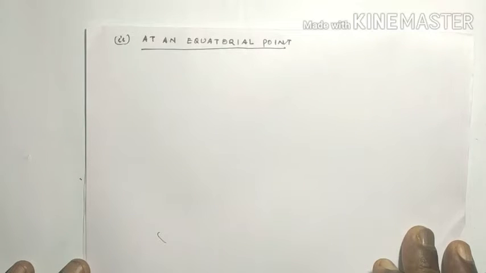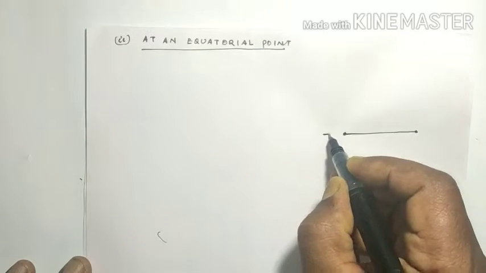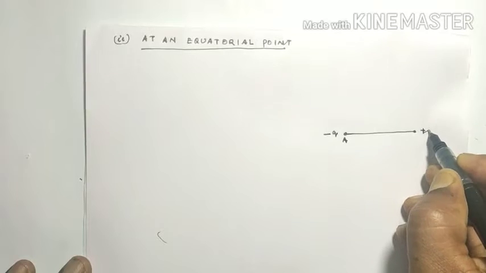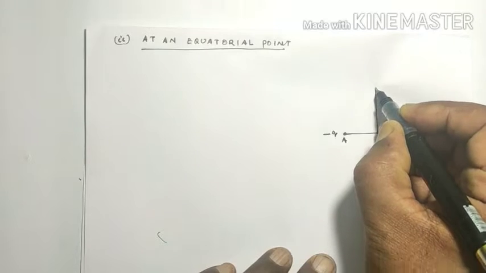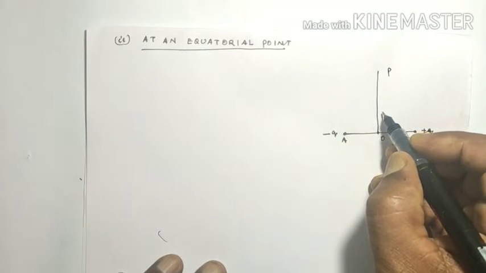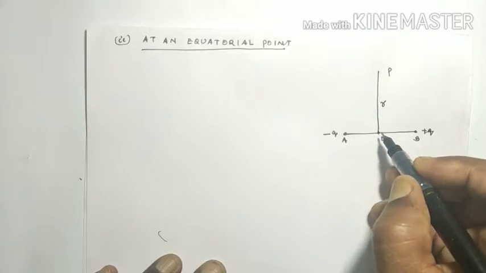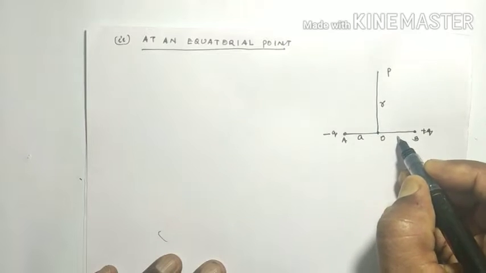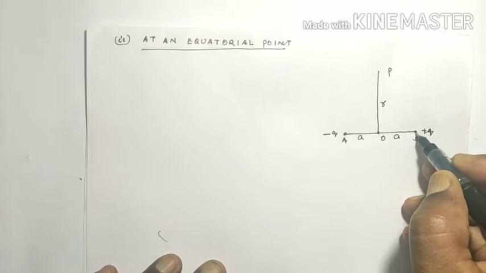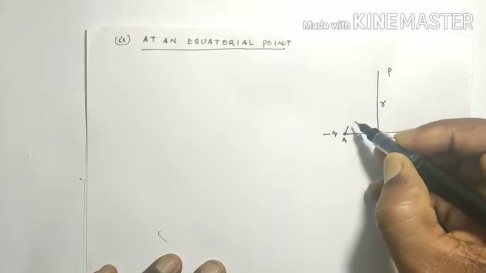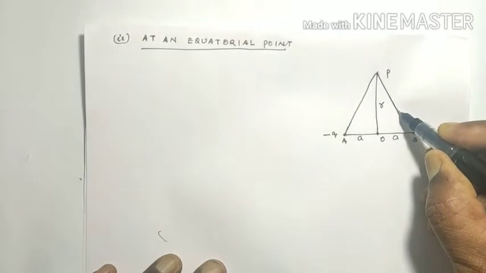Next, electric field at an equatorial point. Charge minus Q is at A, plus Q is at B, and midpoint is O. OP is the perpendicular bisector. This is called the equatorial line. It is at a distance r from the dipole center O. OA is a, OB is a. We have to find the electric field at P due to charge minus Q and due to plus Q. Let us join AP and BP.